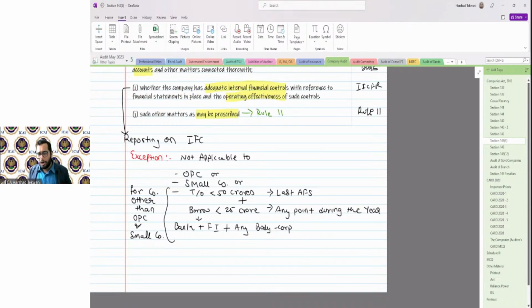Now, why before the audit report? Because after the audit report, if you perform quality control review, it will be of less use. Even if the quality control reviewer identifies any observation, the audit report has been issued, so there is no point in performing it. That's why a quality control review is required to be performed before issue of the audit report for the listed entity and for the entities where the firm considers it necessary. I hope I'm clear.